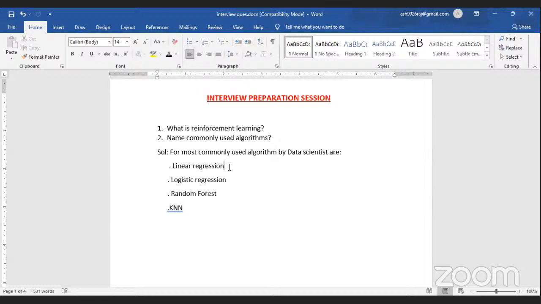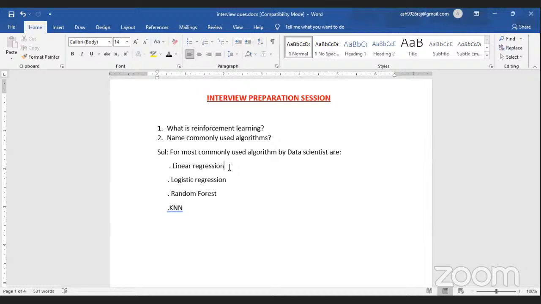What is linear regression? Linear regression analysis is used to predict the value of a variable based on the value of another variable. The variable you want to predict is called the dependent variable. The variable you are using to predict the other variable's value is called the independent variable. It's called linear regression.